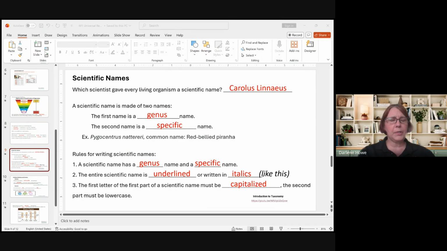Okay, so I hope there's not too much confusion over scientific names. They're really important. And Mr. Linnaeus was a very smart man, so we're very happy that he did that for us.